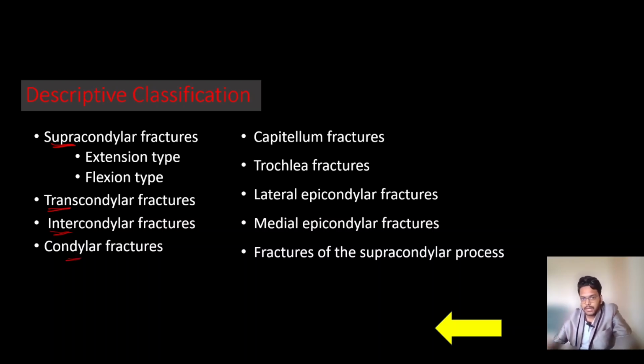Then for each part of the distal humerus that fractures, there is the capitulum fracture, the trochlear fracture, the lateral epicondyle and medial epicondyle fractures, and fractures of the supracondylar process. This is the bony projection in the supracondylar area. The supracondylar process is a bony projection over the supracondylar area. This is the descriptive classification.